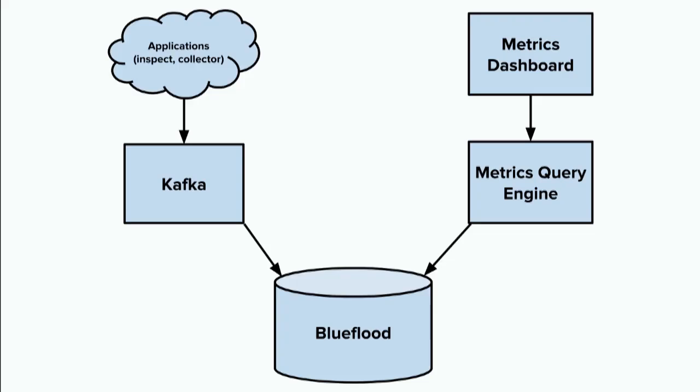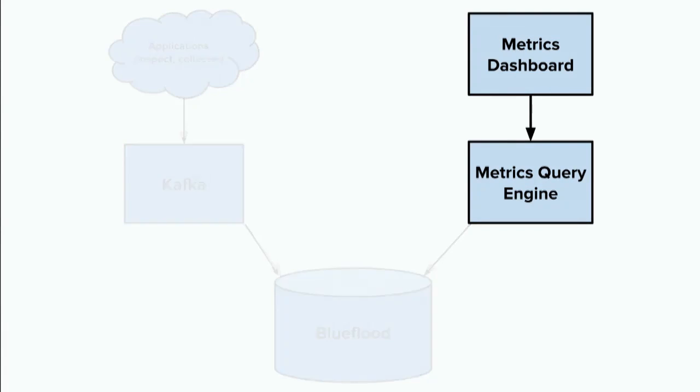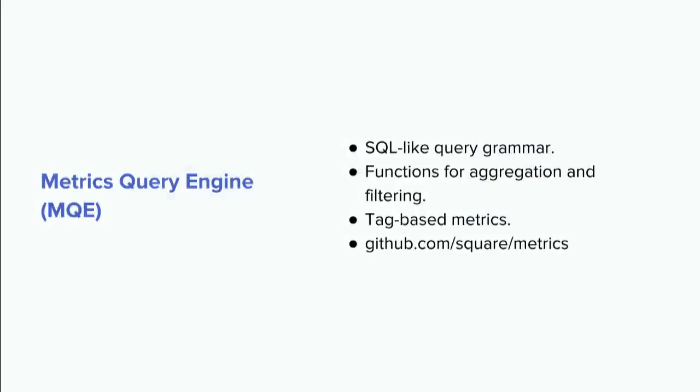So here I'm going to be talking about the right side of this diagram, which is our visualization system. So for engineers to easily query and visualize their application metrics, we built an open source application called Metrics Query Engine, or MQE. MQE has a SQL-like interface to query raw time series data in Blueflood, and it provides powerful functions to aggregate, filter, and analyze. MQE uses tag-based metrics to structure metric names so they can be easily queried and discovered.